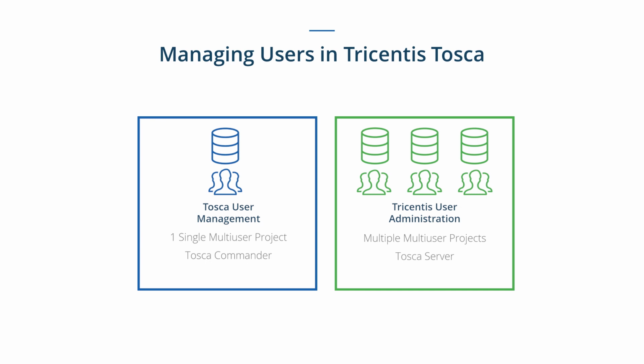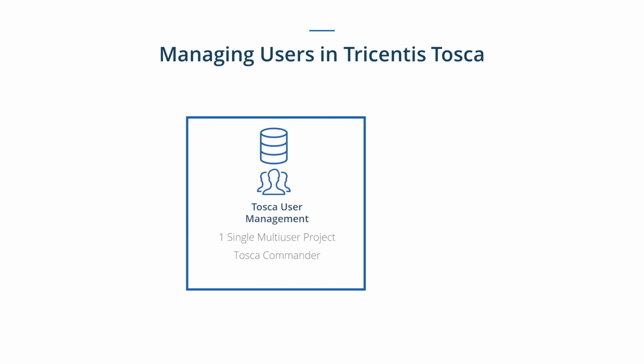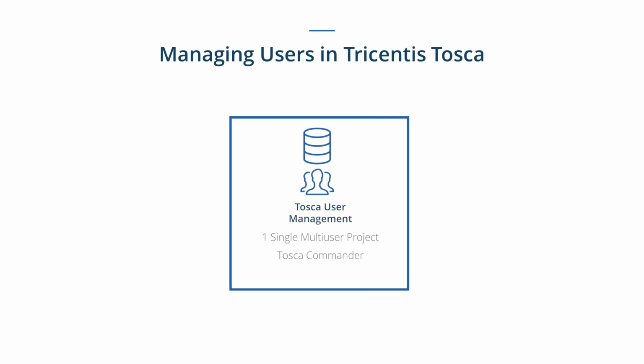Tosca User Management is for single projects and done within Tosca Commander itself, whereas Tricentis User Administration is for managing users across multiple projects and is done via the Tosca Server web application. For this video, we will only cover user management in Tosca for a single multi-user project.